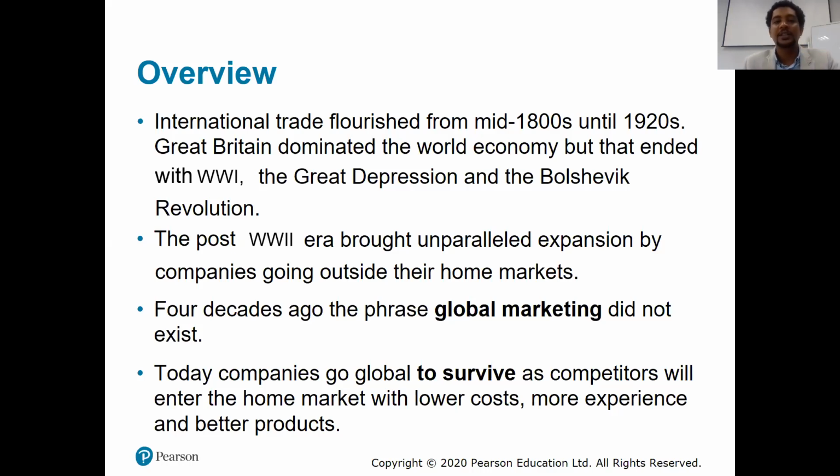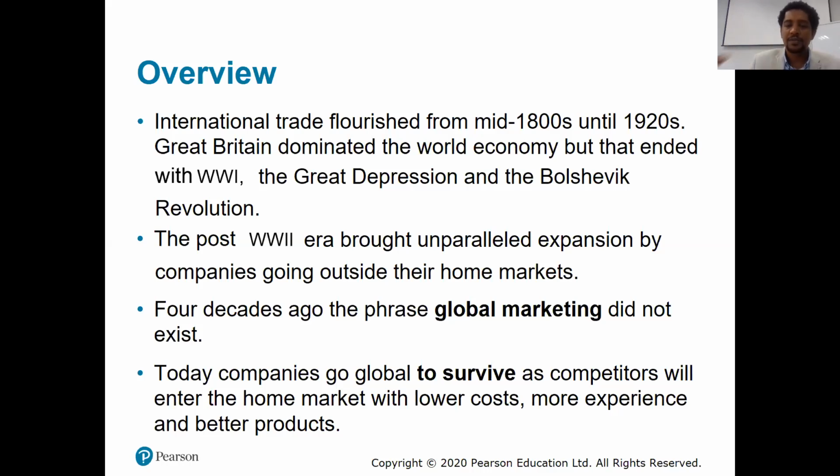Okay, so international trade flourished from the mid 1800s until the 1920s. And Great Britain dominated the world economy, but this has ended. So you remember the First World War, which was from 1914 to 1918, and we had the Second World War immediately after that, which is in 1939 to 1945. So with the coming of World War one, this great domination of Great Britain of the international trade has ended, and also because of the Great Depression and also the revolution in Russia.